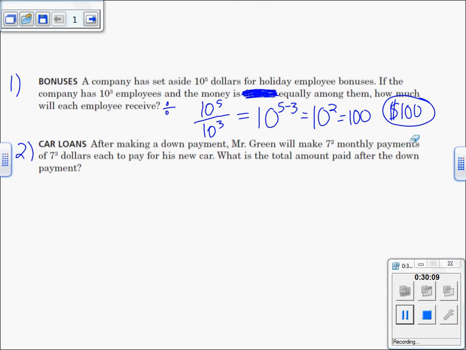Okay, car loans, read it out to yourself if you haven't done so already. After making a down payment, Mr. Green will make 7 to the second power monthly payments of 7 to the third power dollars each to pay for his new car. What is the total amount paid after the down payment?